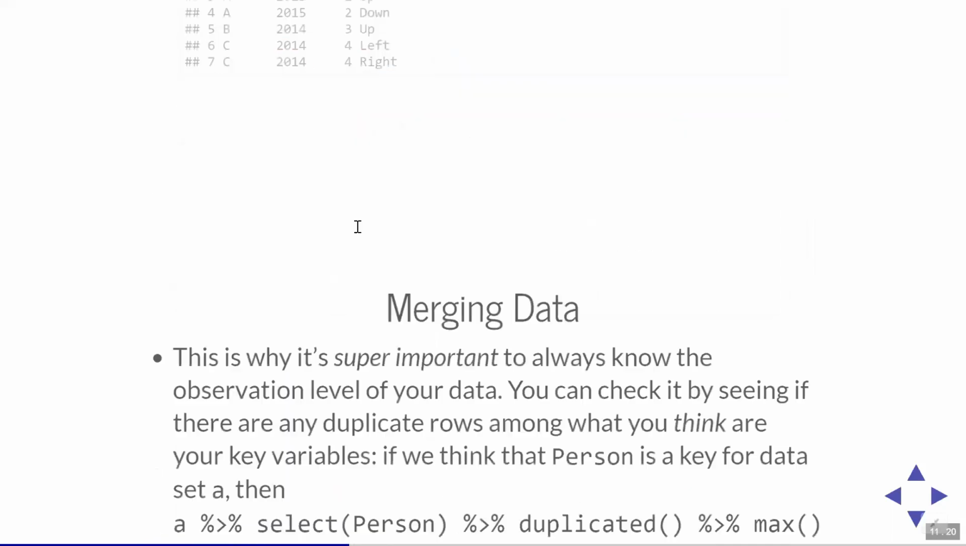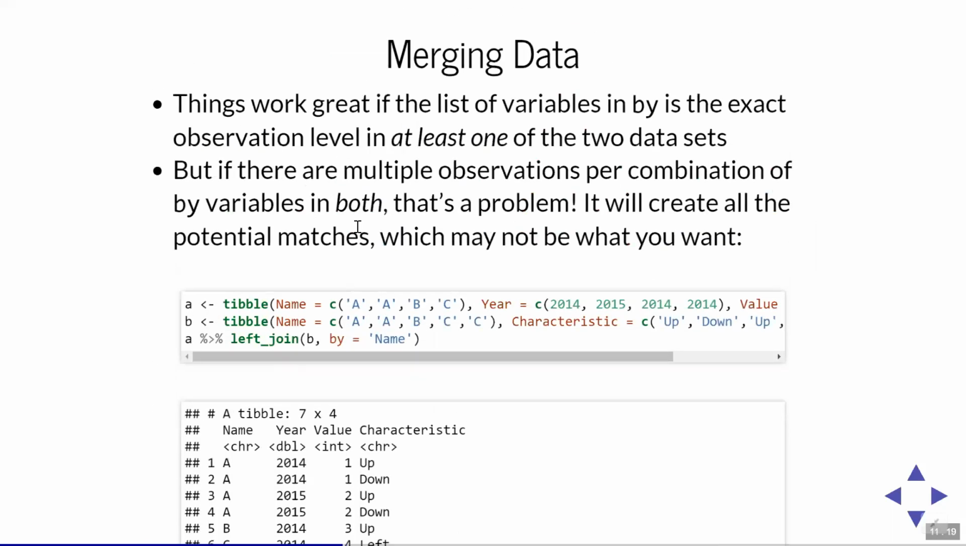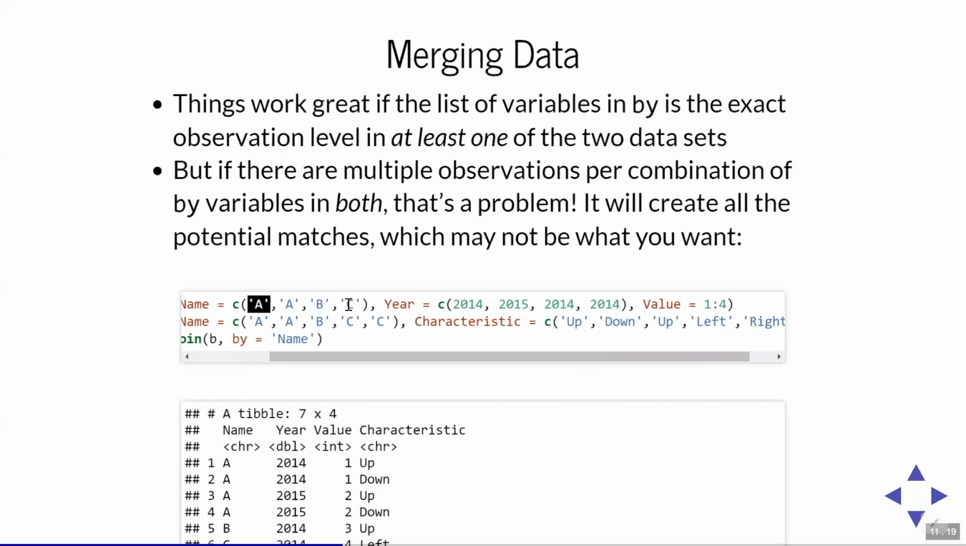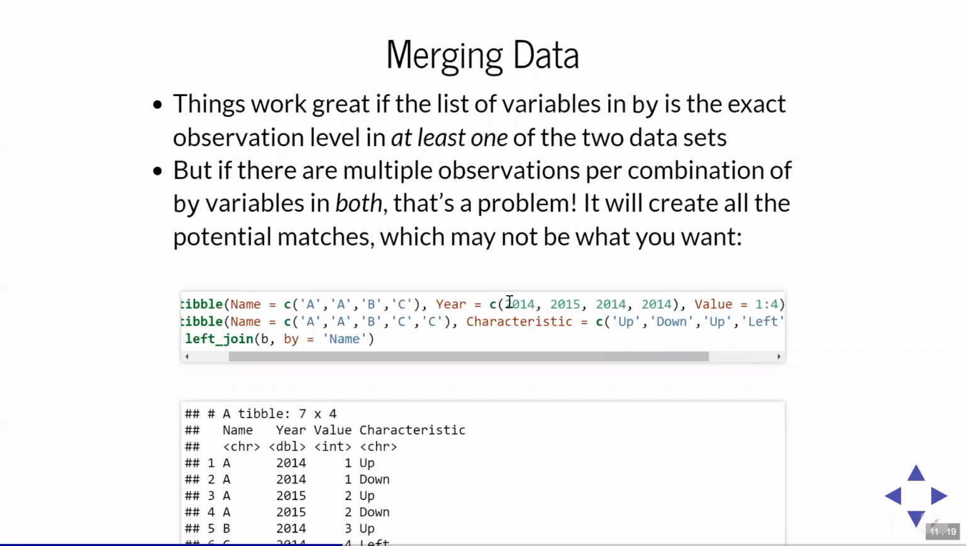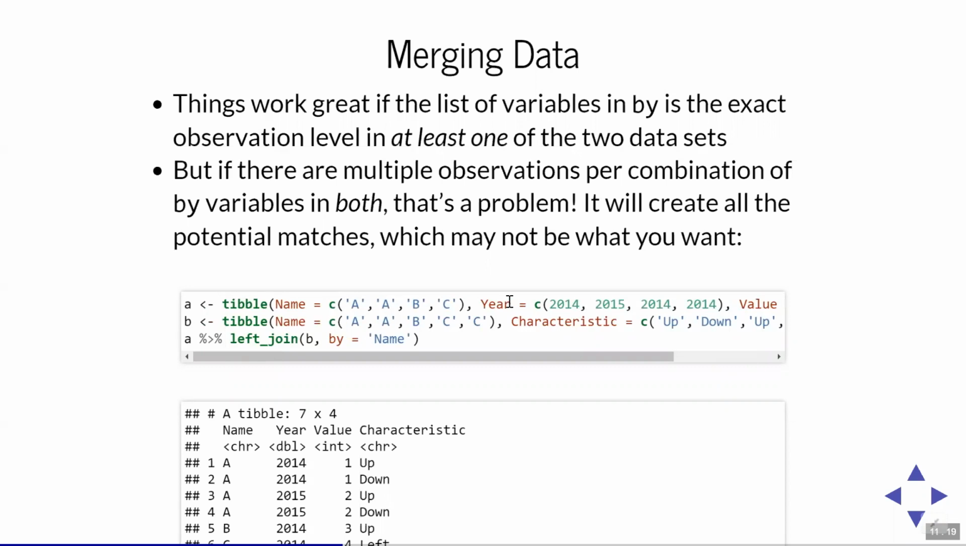So what happens if we're wrong? What happens if we think that we have a certain key, but we are wrong about that? So let's make some fake data and see what happens. So here we have some data where in tibble A, we think that our key is name and year. And we are right about that. There's no duplicates across name and year. We have A twice, but that's at two different years, right? So fine. So our key variables for data set A are name and year. Good to go.